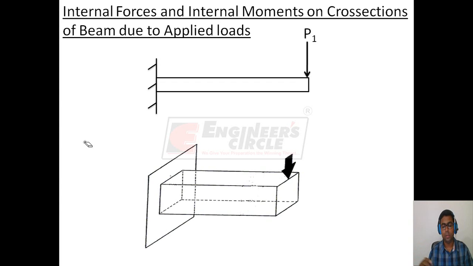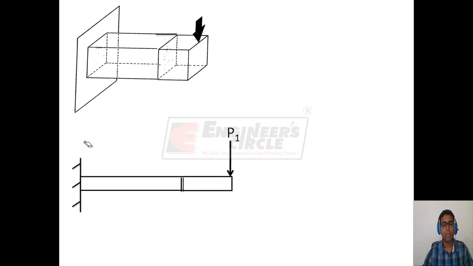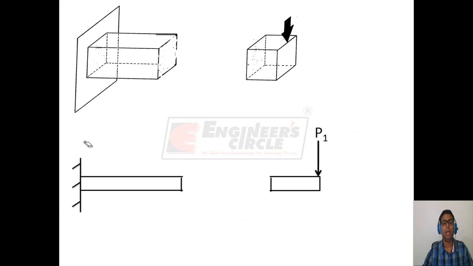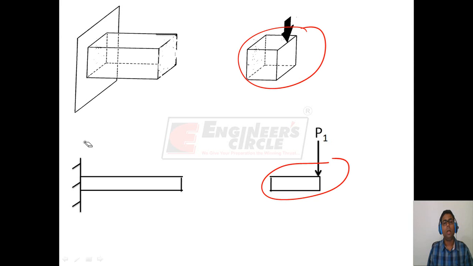In 3 dimensions, this beam can be shown like this. To know about the internal forces and internal moments on cross section of the beam, we have to make an imaginary cut on this beam like this. In 3 dimensions, this cut will be on the cross section like this. So we have made an imaginary cut on this beam. Now, since the beam is in equilibrium, therefore this part of the beam must also be in equilibrium.